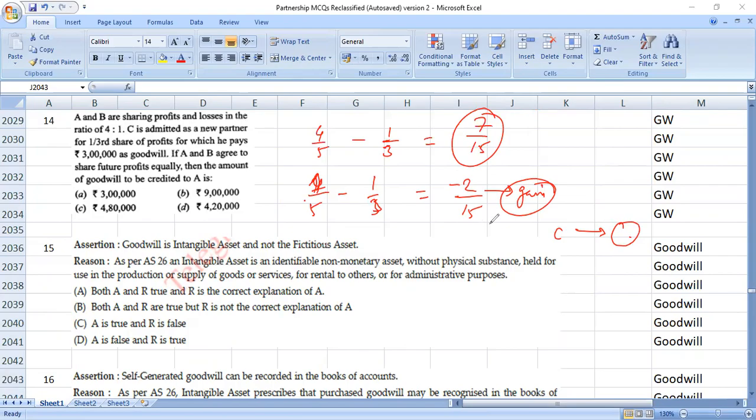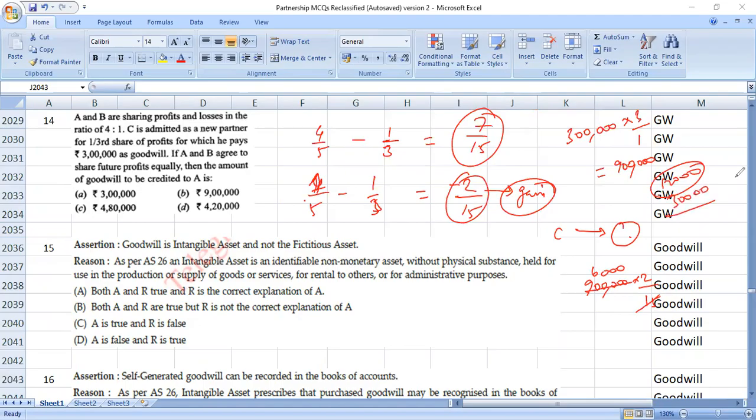So A க்கு வந்து எவ்வளவு போகும் goodwill அப்படின்னு கேட்டீங்கன்னா, C comes for 1/3 share. 1/3 ஷேருக்கு he is bringing 3 lakh. அப்போ total value of goodwill 3 lakh into 3/1, which is 9 lakh. So 9 lakh. அதுல C is gaining 2/15. கரெக்டா இல்லையா? So 9 lakh into 2/15 போட்டீங்கன்னா 60,000 into 2, 1,20,000. So B will give 1,20,000 rupees.